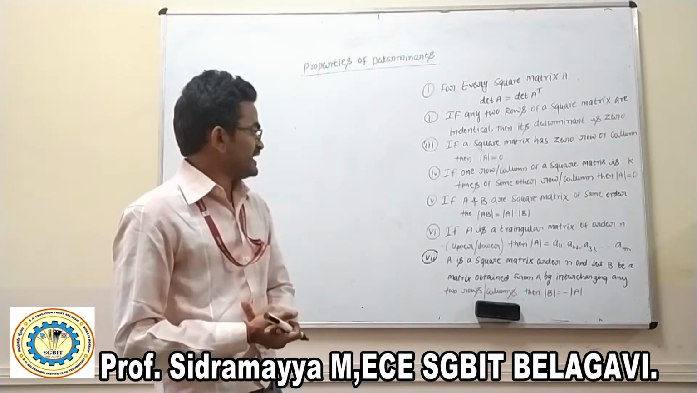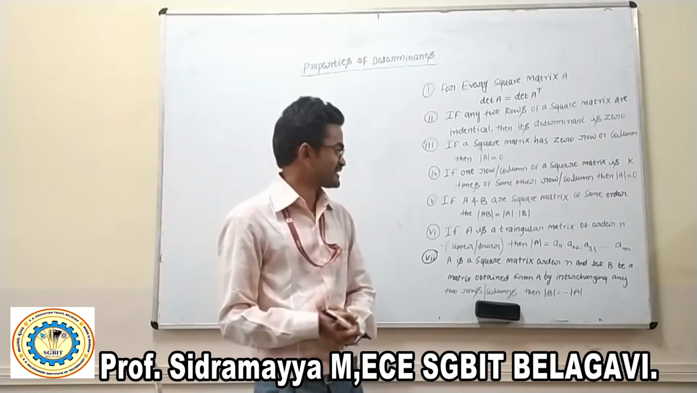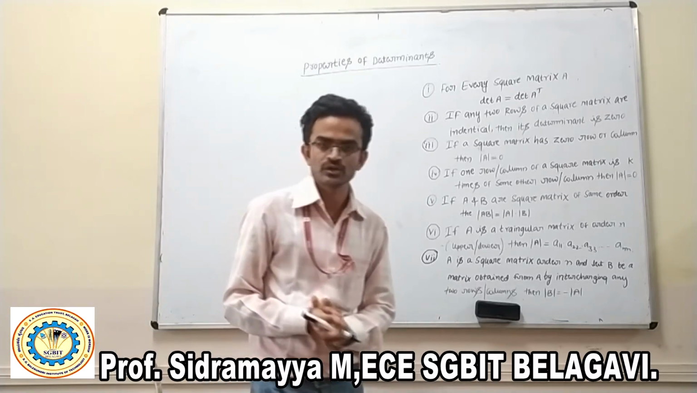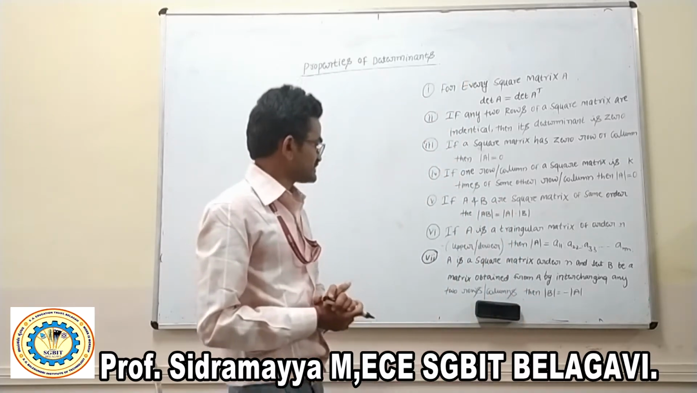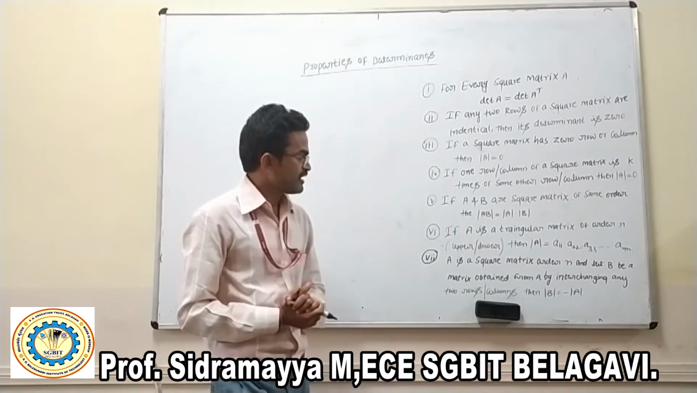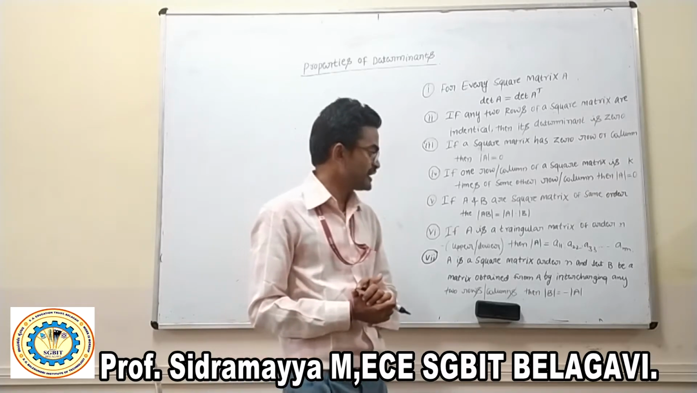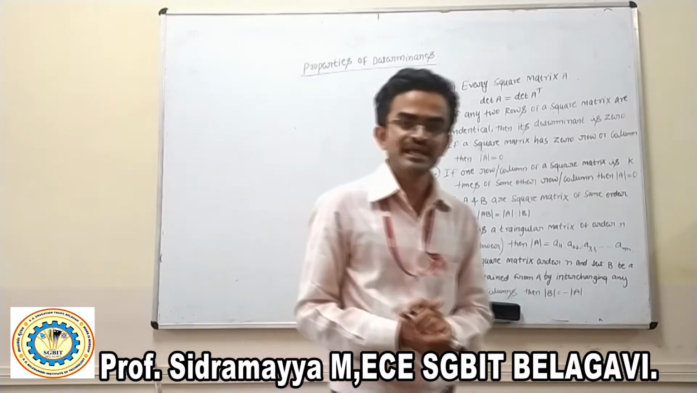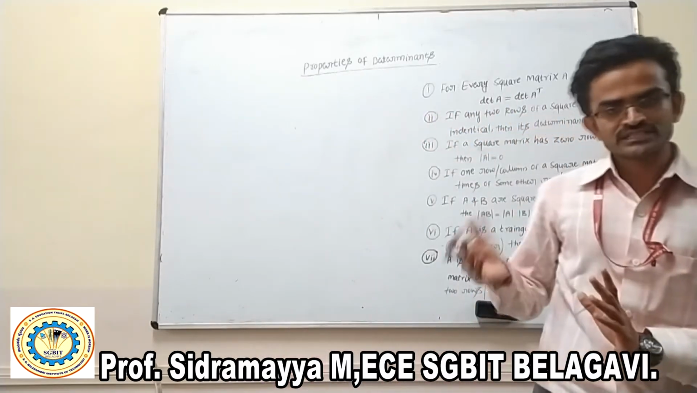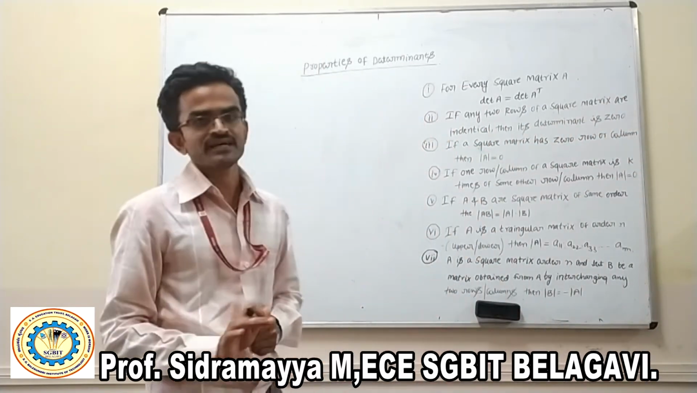The sixth one, if A is a triangular matrix of order n, upper or lower triangular matrix, then its determinant A is equal to the product of the diagonal elements. And the last one, A is a square matrix of order n, and let B be a matrix obtained from A by interchanging any two rows or columns, then its determinant B is equal to the negative of the determinant of matrix A. And we will discuss one by one in detail with an example.